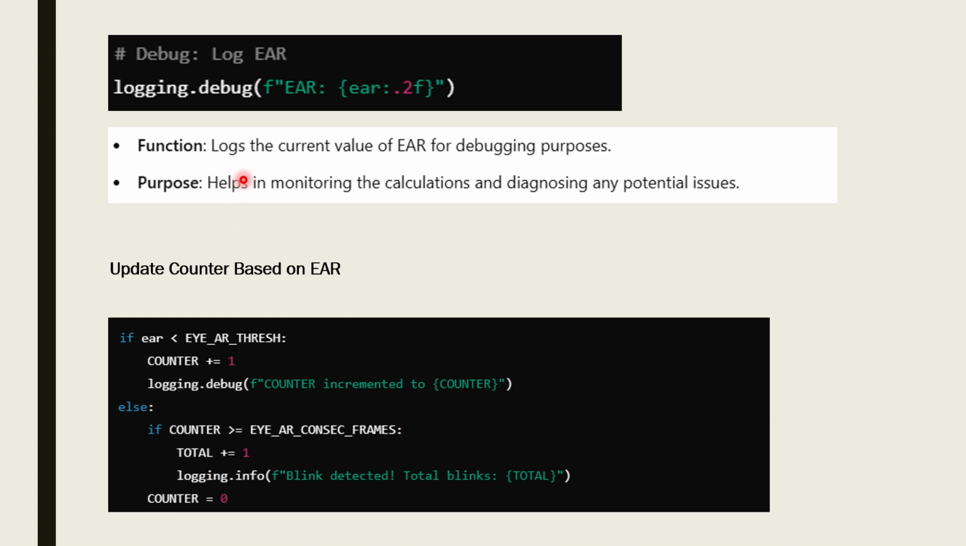So now this one logs the current value of EAR for logging purposes, this line of code. Now update the counter based upon EAR. Now this is very important. So if the value of EAR is less than the EAR threshold, which is 0.25, the counter is incremented. Else, if the counter is greater than the consecutive frames, which is 3, total is incremented. The total is the number of blinks and the counter is how long the person is sleeping.